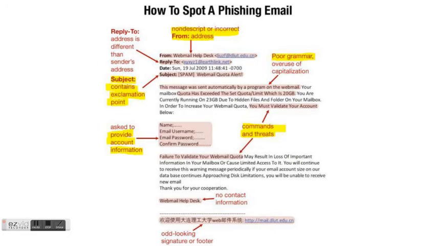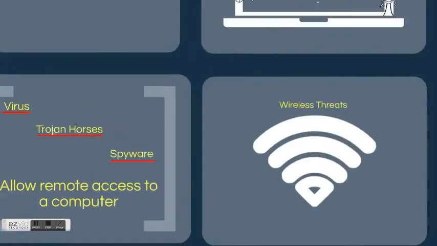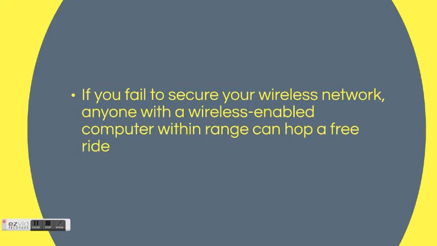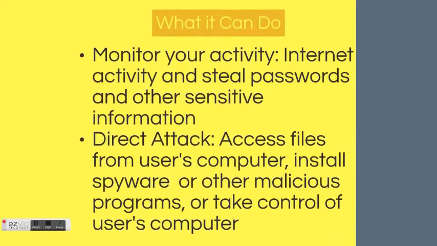The last method is wireless threats. If you fail to secure your wireless network, it could potentially open your internet connection to a surprising number of users. Doing so invites a number of problems. First, monitoring of your activity. Malicious users may be able to monitor your internet activity and steal passwords and other sensitive information. Next, direct attack on your computer. Malicious users may be able to access files on your computer, install spyware and other malicious programs, or take control of your computer.